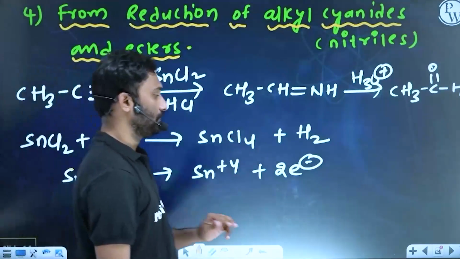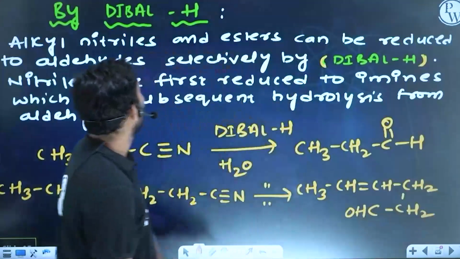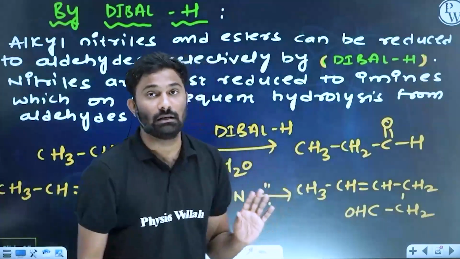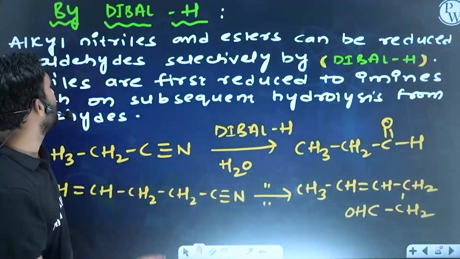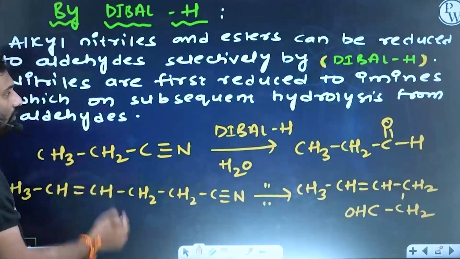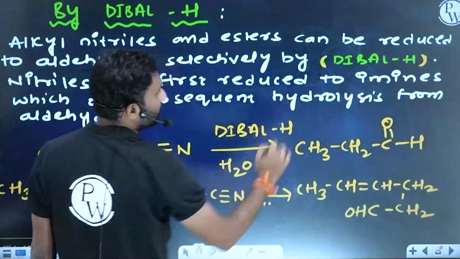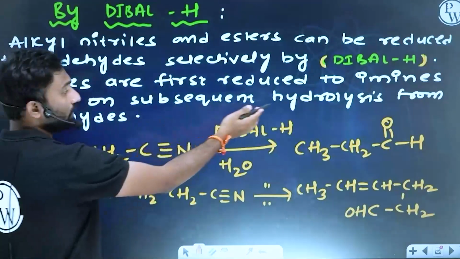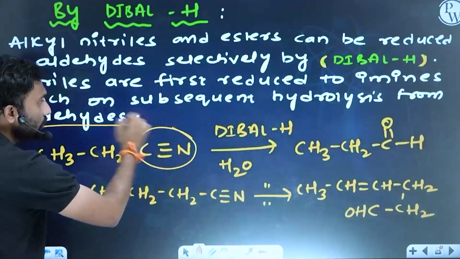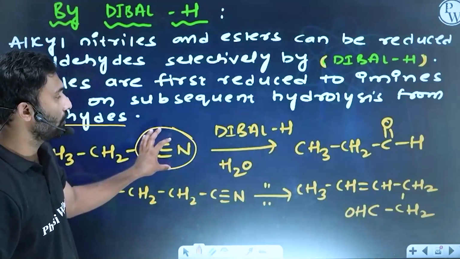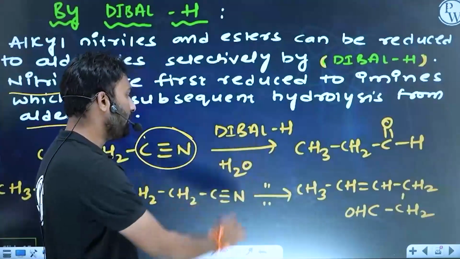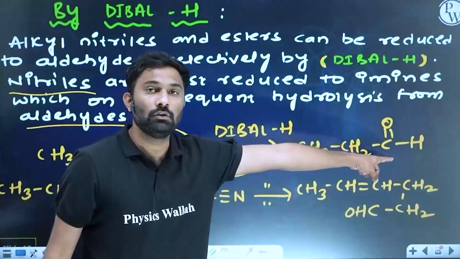Okay. Next, dibal H. ಈಗ ಒಂದೇ ಒಂದು ನೆನಪಿಟ್ಕೋಬೇಕು, in the question if they ask dibal H, ಏನಾಗುತ್ತೆ ಅಂದ್ರೆ, see, first it will be reduced to the imines, which on subsequent hydrolysis form the aldehydes. Only it will reduce this nitrile group. First it will reduce the nitrile group to the aldehyde. Dibal H upon hydrolysis will give the aldehyde.